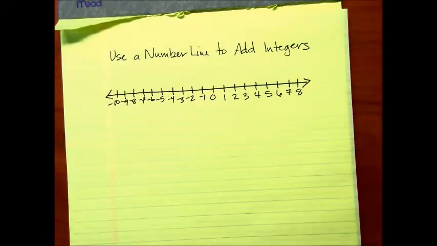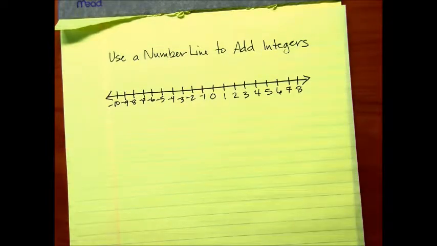Let's review how to use a number line when adding or combining integers. Now, the main thing we want to decide is which direction are we moving? Are we going towards the right or are we going towards the left? And I'm going to provide you some examples of both.